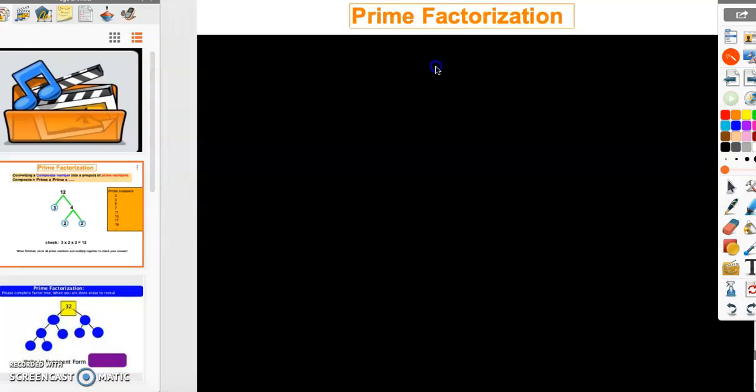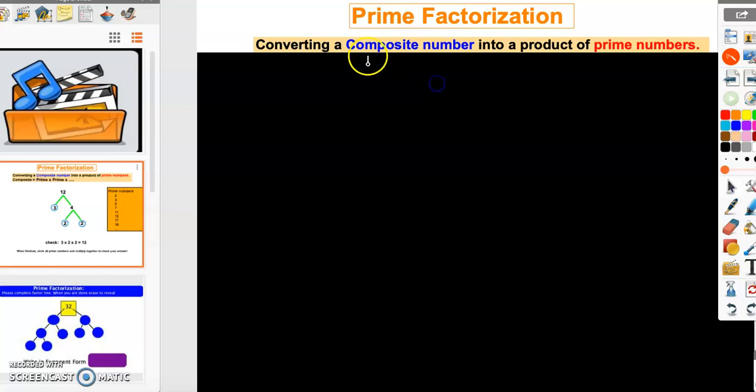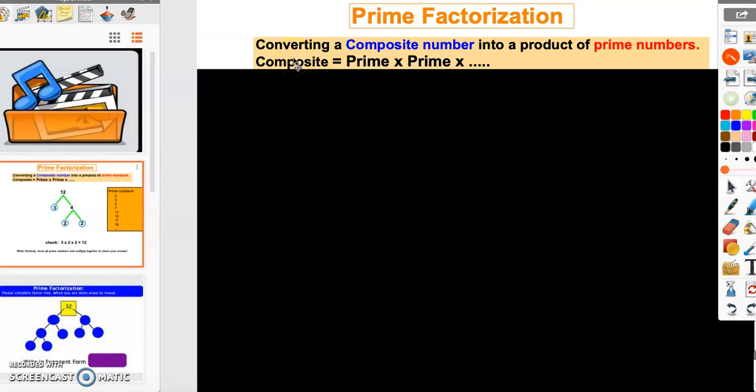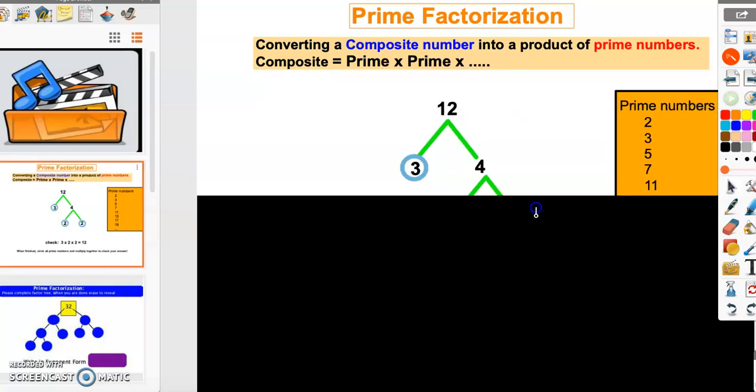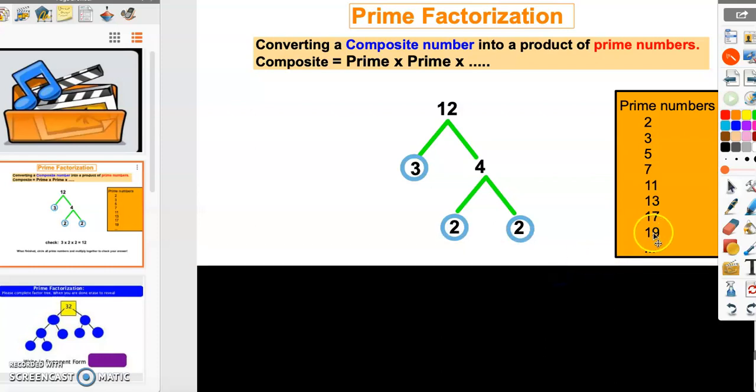What is prime factorization? It's simply converting a composite number into a product of prime numbers. So we have a composite number, it's equal to several prime numbers multiplied by each other. For example, 12. First of all, these are some prime numbers.